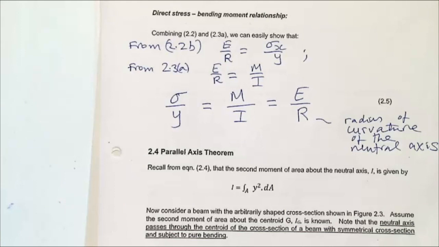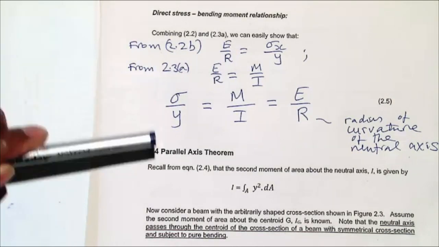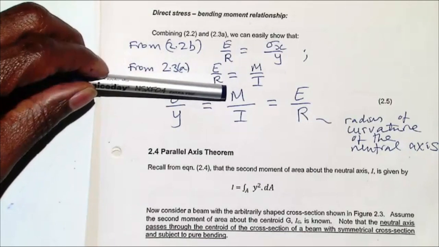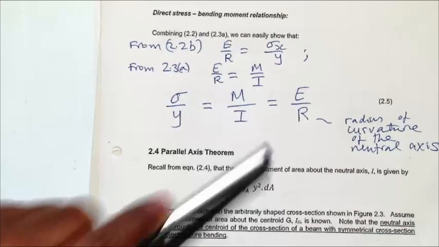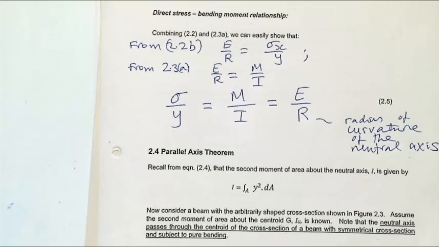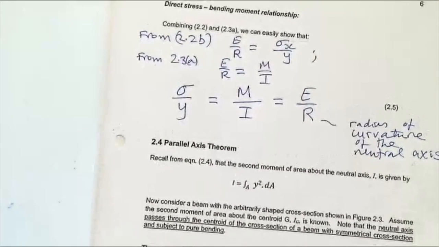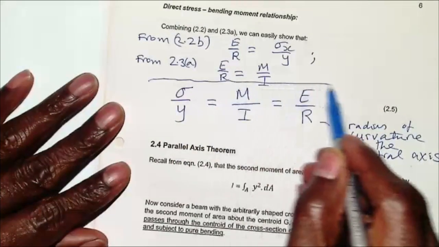And the units here should be standard. I would suggest you use standard SI units. Stress in Newton per meter squared. Y is length, should be in meters. M is in Newton meters. I is meters raised to power 4. Modulus is Newton per meter squared. Radius of curvature is in meters. So are we clear?